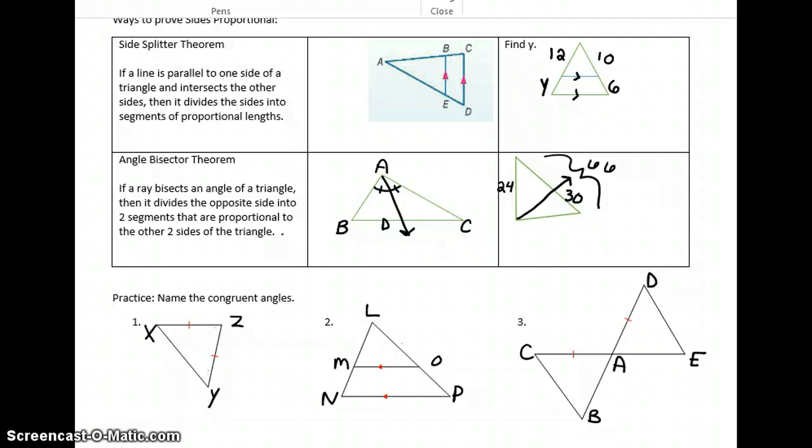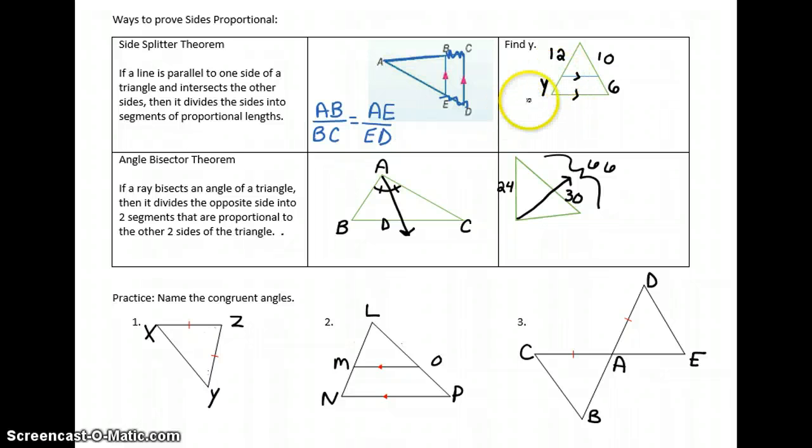So I'm going to write a proportion. First, let's look at the top side. It splits into AB and BC. So that's going to be my first ratio in my proportion. I'm going to set that equal to, now I'm going to make sure I start at the top again, AE and ED. I can use these proportions if I want to prove sides proportional or if I wanted to set up a proportion and solve for a variable.